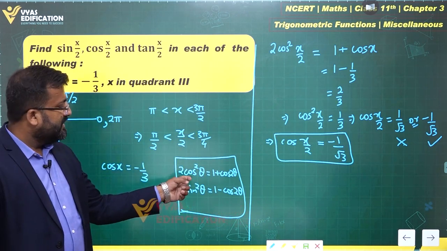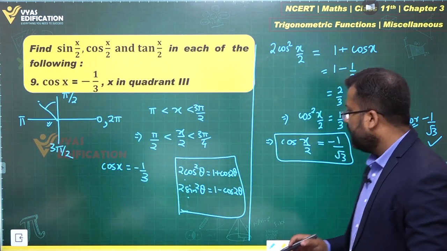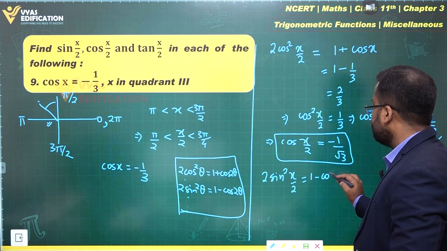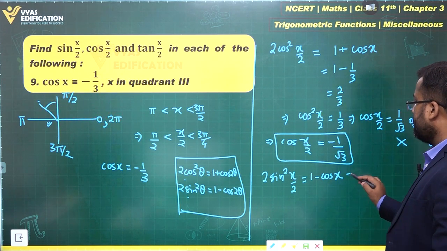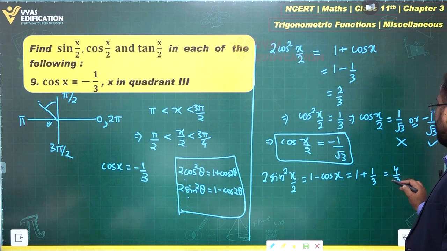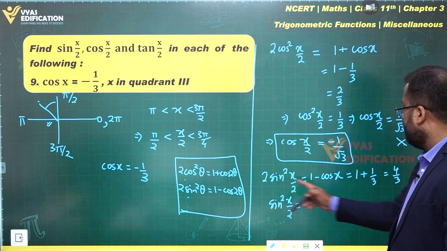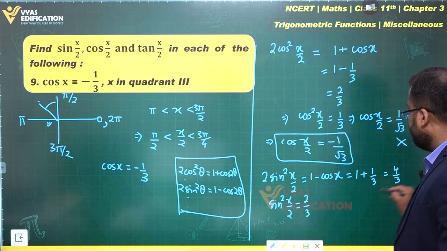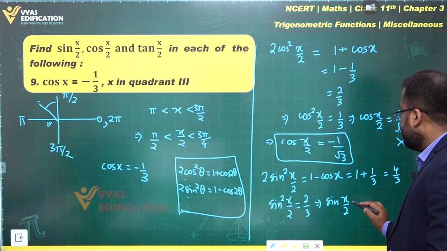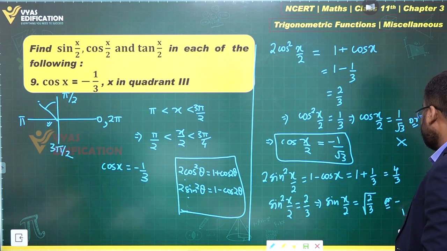Now, once you have used this formula once, can I use this formula to get the value of sin x by 2? Yes. Let's use this. 2 sin square x by 2 will be equal to 1 minus cos x. This will become 1 minus of minus 1 by 3, which will be 1 plus 1 by 3, which is 4 by 3. Let's write the value of sin square x by 2, which is equal to 2 by 3. This 2 comes in the denominator. This becomes 2 by 3. And from here you can note that sin x by 2 is equal to under root of 2 by 3 or minus under root of 2 by 3.